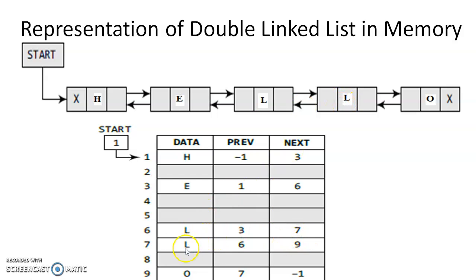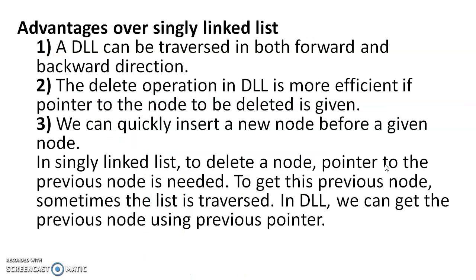And if you go for the second L, the previous node is L, which is present in the 6th memory location, and the next node is O, which is present in the 9th memory location. And if you go for the O, the previous node for the O is L, which is present in the 7th memory location, and the next node is null. That's why we are representing -1. This is the way the double linked list is represented in memory.